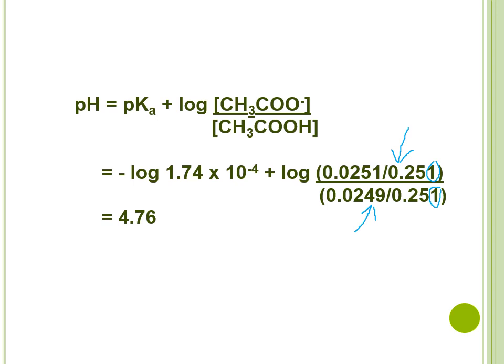We substitute all of them in the Henderson-Hasselbalch equation, negative log 1.74 times 10 to the power of negative 4 plus log 0.0251 over 0.251 divided by 0.0249 over 0.251. The final answer, pH, is equal to 4.76. It's not very far away. It's very near to the original pH of the buffer system.